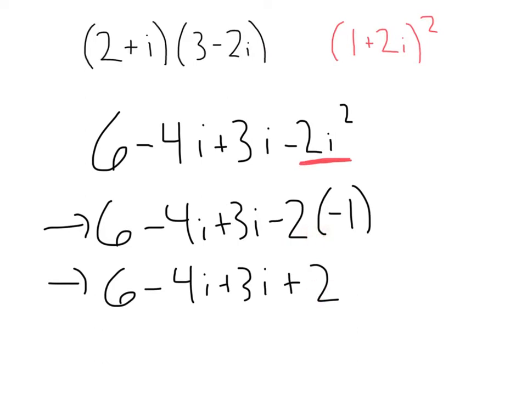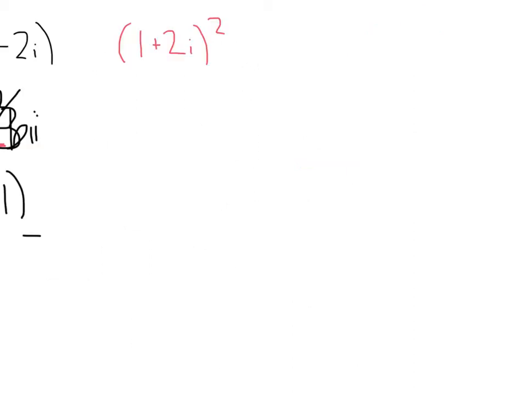2. Now I can combine my like terms. I get 6, the 6 and the 2. That will give me 8. And then I have negative 4i plus 3i. That'll give me a negative 1i. And here's my answer. Okay, I pushed all that to the side so we can do our next one.